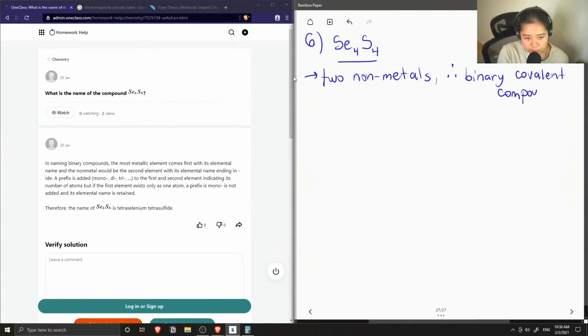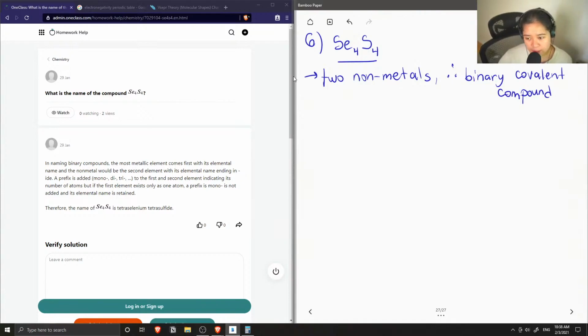So the reason why we want to find out the type of compound we have is because depending on whether or not it's an ionic compound or covalent compound, they're going to follow a different set of rules in naming them.